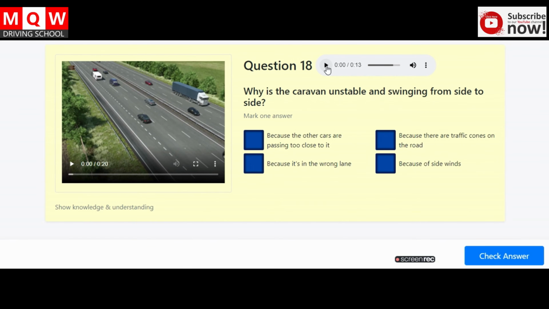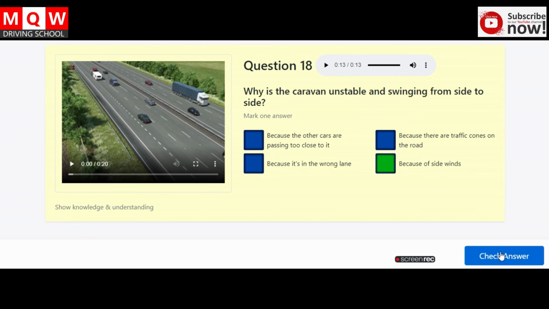Listen to the question again. Why is the caravan unstable and swinging from side to side? Because the other cars are passing too close to it. Because there are traffic cones on the road. Because it's in the wrong lane. Because of side winds.